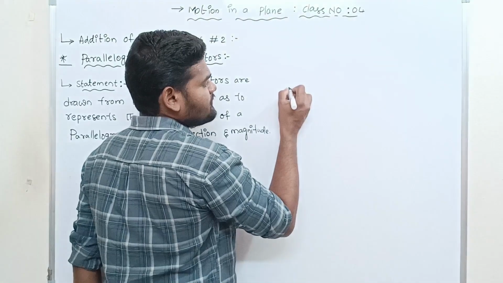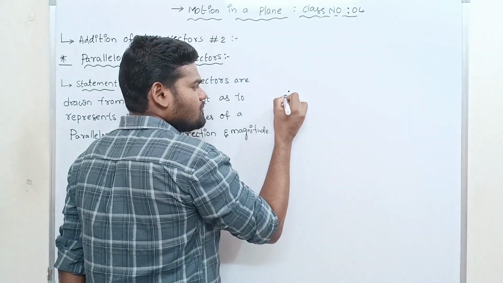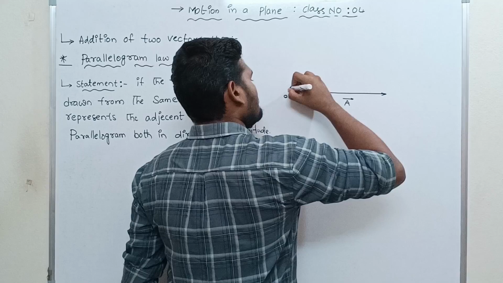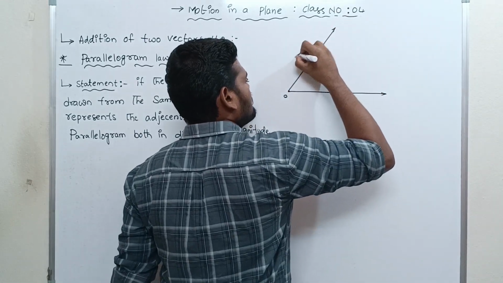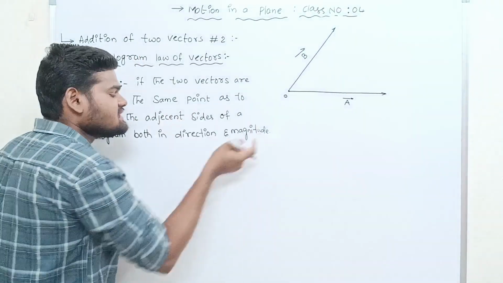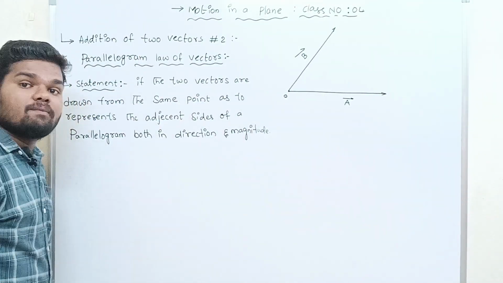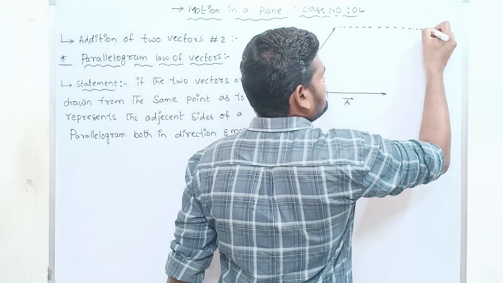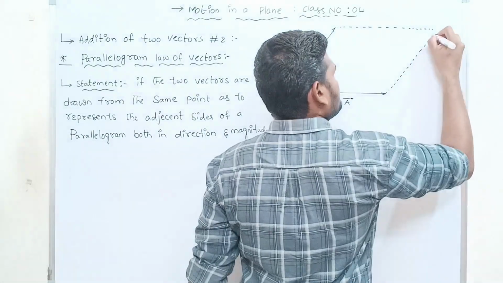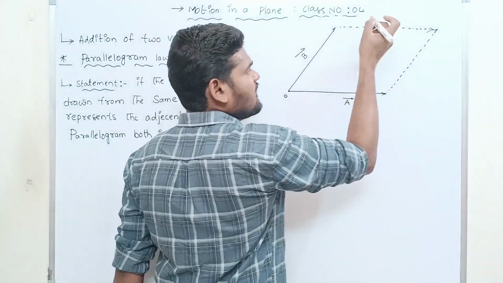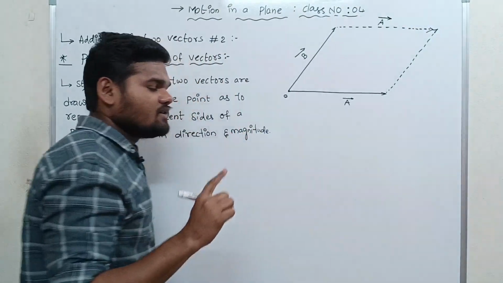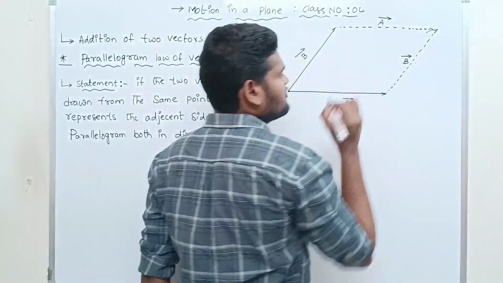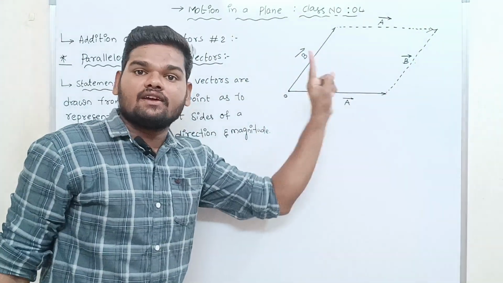Based on this statement, I am going to draw the parallelogram. From the same point I take the two vectors. This is the A bar vector, and from this point again I draw the B bar vector. These two vectors represent the adjacent sides of a parallelogram, both in direction and magnitude. If this is A bar, then the opposite side is also A bar, because in a parallelogram the opposite sides are equal. If this is B bar, then this also becomes B bar. According to this condition, draw the parallelogram.